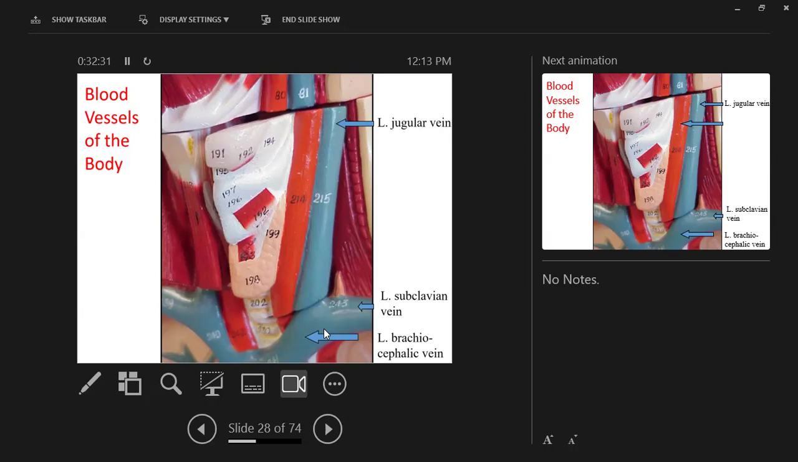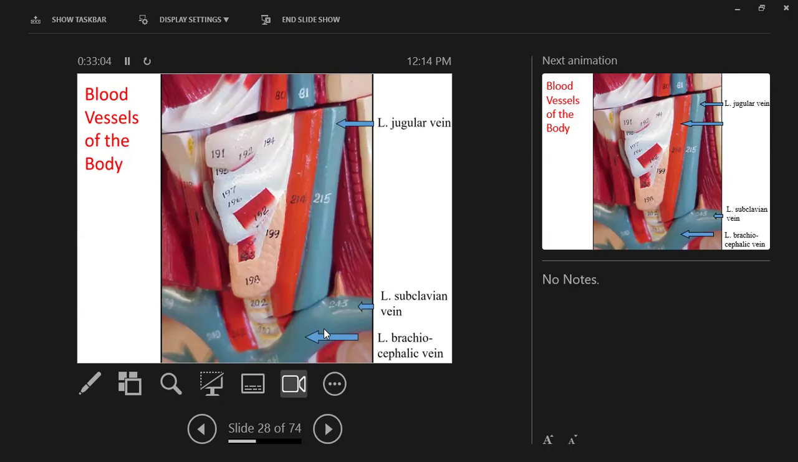And you're going to see the same thing on the right side. You're going to have a right jugular vein, a right subclavian vein, and a right brachiocephalic vein. The brachiocephalics are very short veins. They're not very long at all. Over here is the right subclavian, and that blue structure there, you'll see a little bit of it, is the jugular vein.